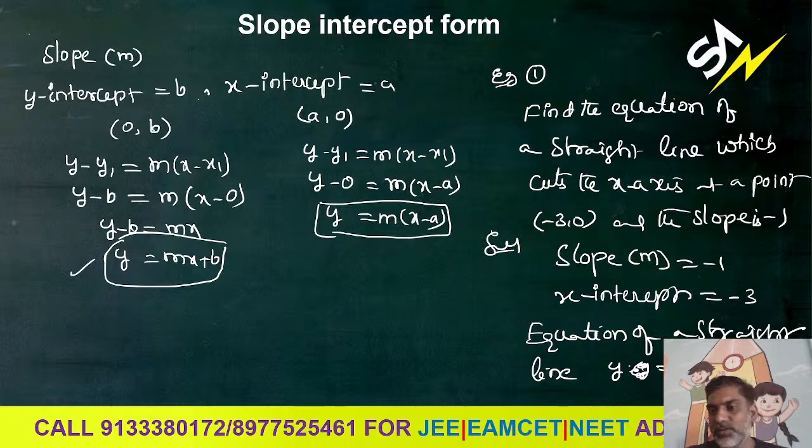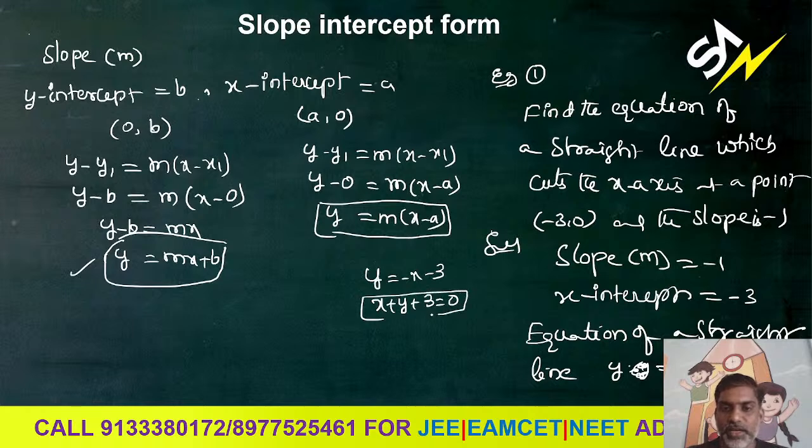This is the formula, no sir? So what is m here? Slope m is minus 1. And a is the x-intercept, that is minus 3, so x minus a gives x plus 3. So finally we are getting the equation y equal to minus x minus 3. Then x plus y plus 3 is equal to 0. This is the equation of a straight line having x-intercept minus 3 and slope minus 1.